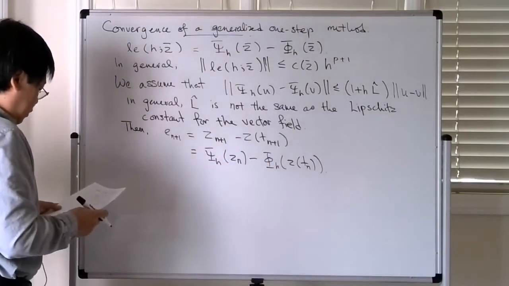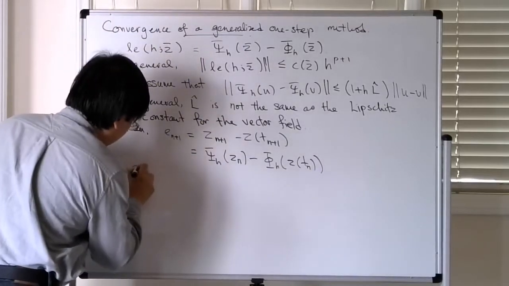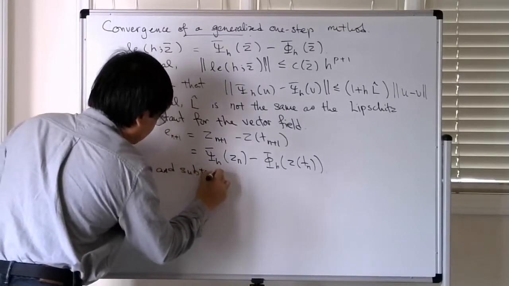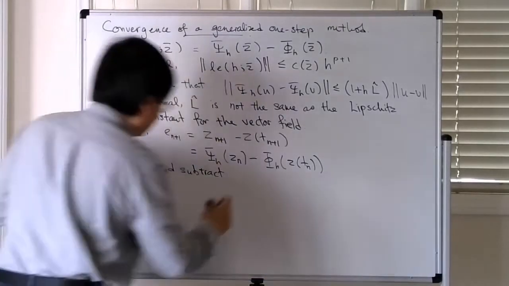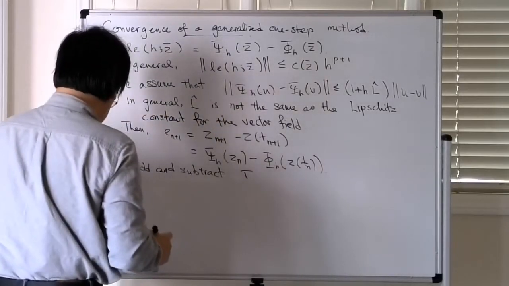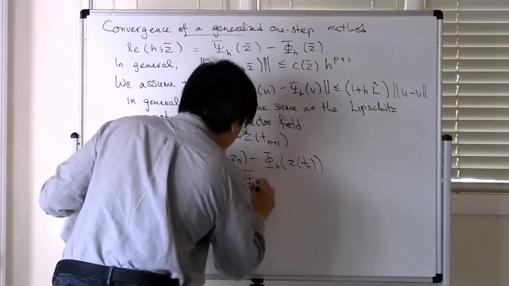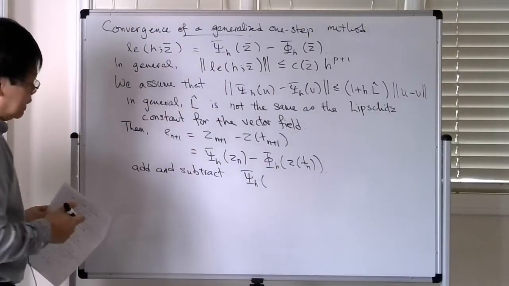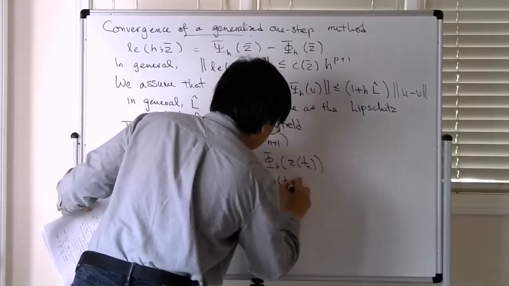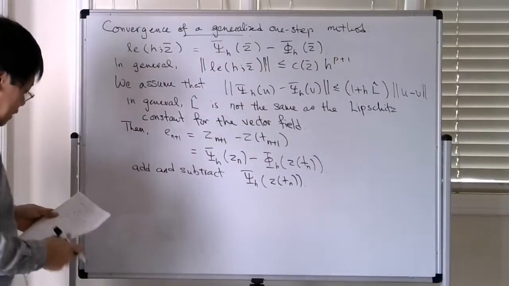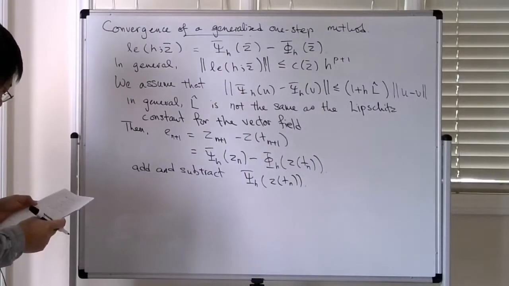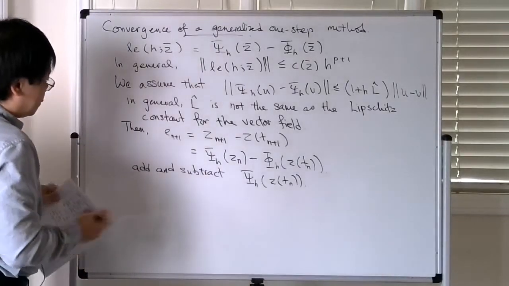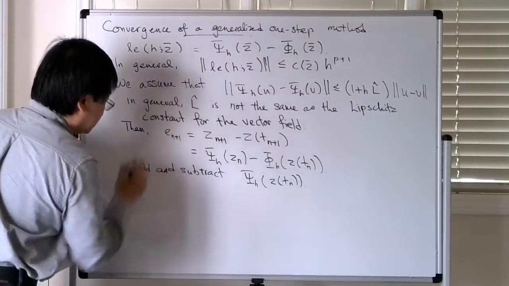Okay. So we're going to add and subtract a term which looks like the numerical method, the numerical one-step method, but applied to the exact solution. So we're going to add and subtract a term like this, and you'll see why it makes your life easier. Okay, so I'm going to look at the error norm now.